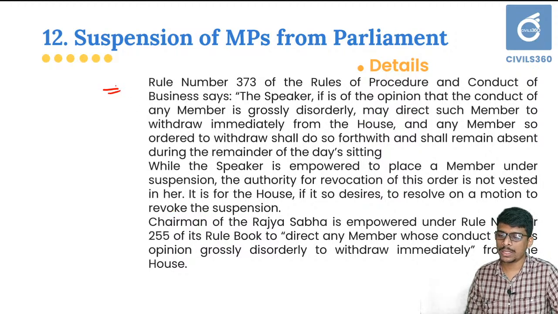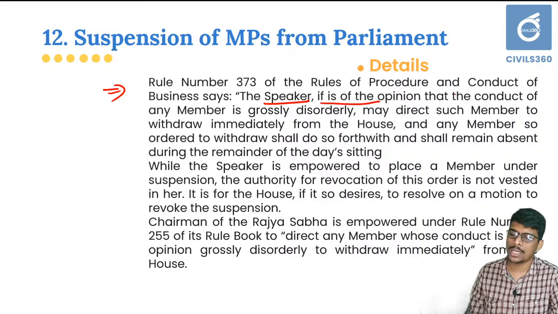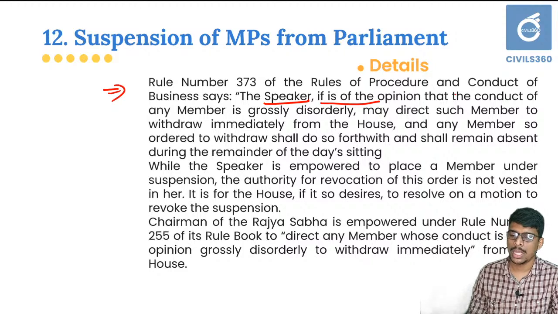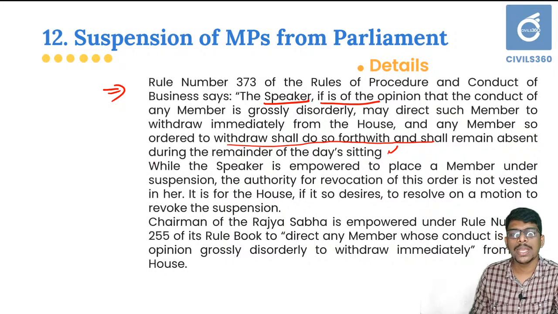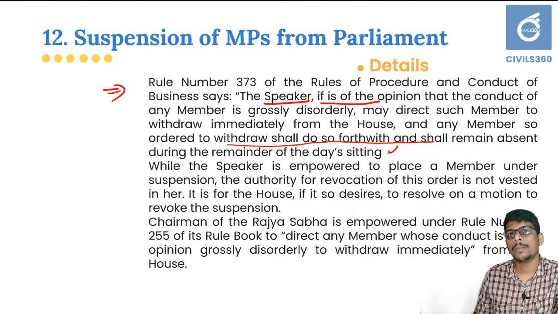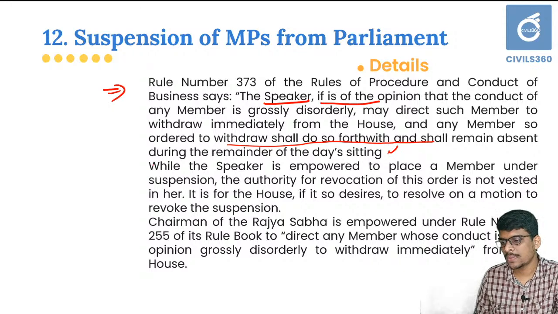Rule number 373 of the Rules of Procedure and Conduct of Business says that the Speaker, if of the opinion that the conduct of any member is grossly disorderly, shall direct the member to withdraw forthwith and remain absent during the remainder of the day's sitting. That is, a Speaker can suspend a member of Parliament, or similarly the Chairman of Rajya Sabha can suspend a member of Rajya Sabha if his conduct is disorderly or if there is an issue in his conduct. That is the first point.